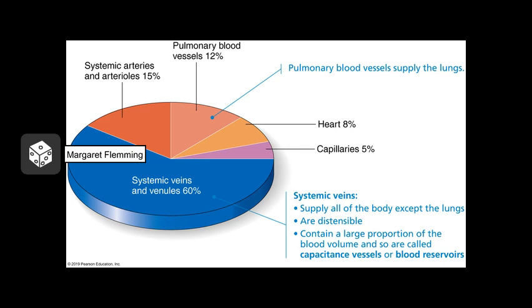This slide simply reinforces what I was talking about, how in systemic veins and venules, 60% of blood volume at rest is located there, whereas in the arteries and arterioles and the rest of the blood vessels, this is where we find the remaining 40%. So again, our veins are volume reservoirs.